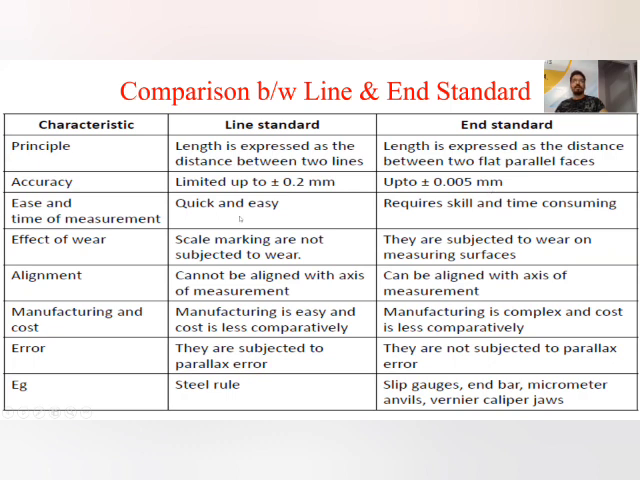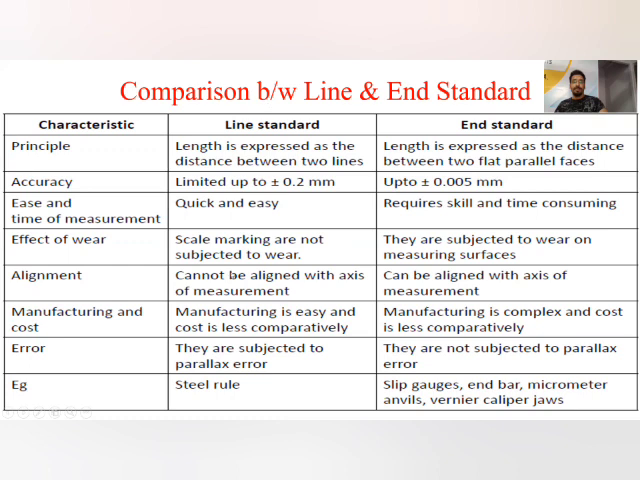Ease and time of measurement. Line standard, that is the scale, is very easy and quick to use. And in end standard, we require a lot of skill and it is a time consuming process. As we see in the case of a micrometer, by doing the practical, we require more than or near about 5 minutes for taking one reading, which can be done with the help of a scale in seconds. Effect of wear. In line standard, scale markings are not subjected to wear, but in end standard, the faces of the end standard get subjected to wear.